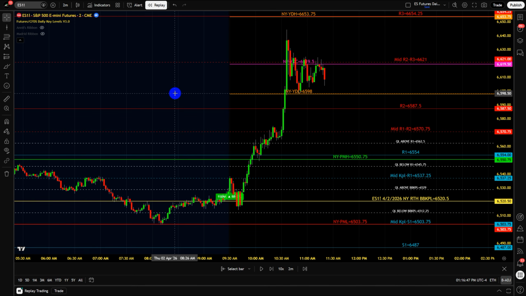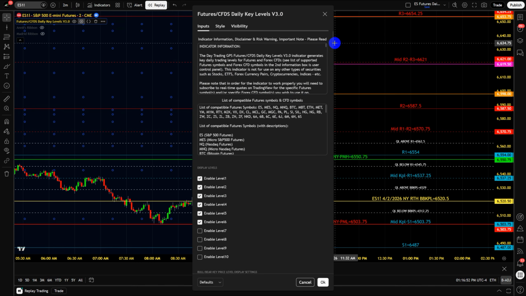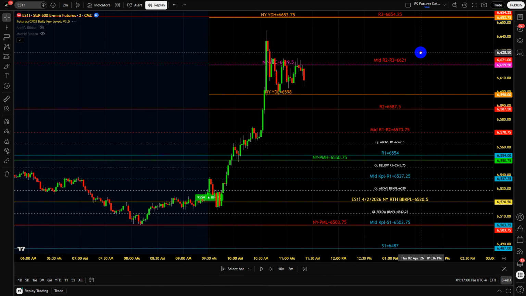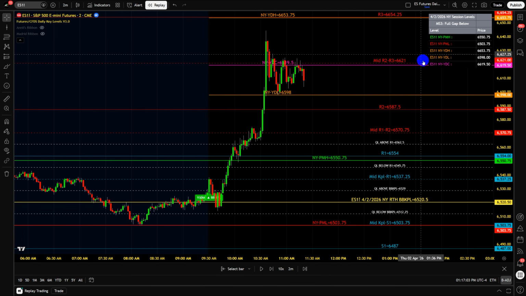Okay, so the market scenario analysis. So as we pointed out earlier in the inputs, we'll go down and we'll turn on the table, at least for this one up here. So here we have market scenario 3, full gap below. So as we mentioned earlier, there's only 6 different distinct market structure scenarios that any symbol can open up with on any given day. And that is dependent upon 4 different levels out of these 5 here. So the 4 are the PMH, PML, YDH, and YDL.